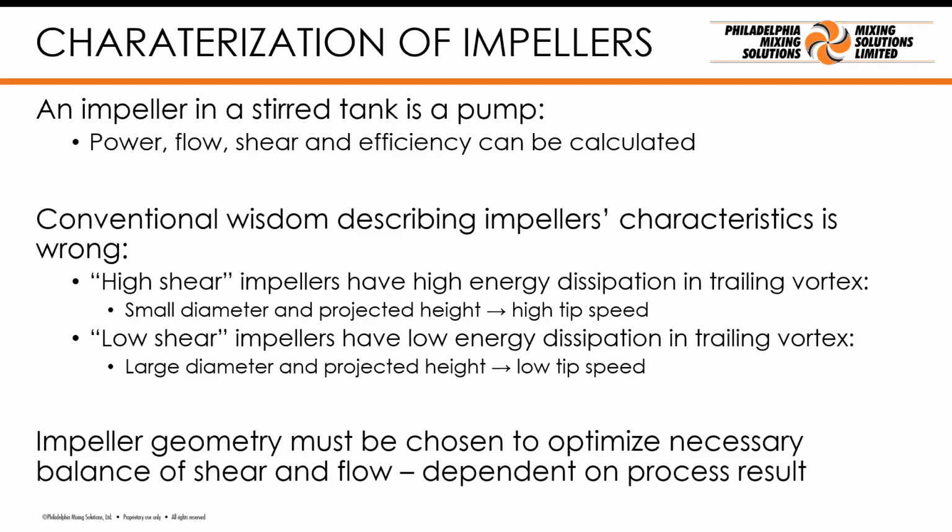So think about the kind of impellers that you use for flocculation. Once you've added your flocculant, what kind of impellers do you use to promote the collision of the particles and the flocculation? It's not a small diameter, high speed impeller. It's a large diameter, low speed impeller. And so we need to have a conversation: what's the process result, and choose the impeller to best optimize the balance of shear and flow to achieve the mixing result that we need for our process to work. So again, let me stop there and ask if anyone has any questions before we move on.